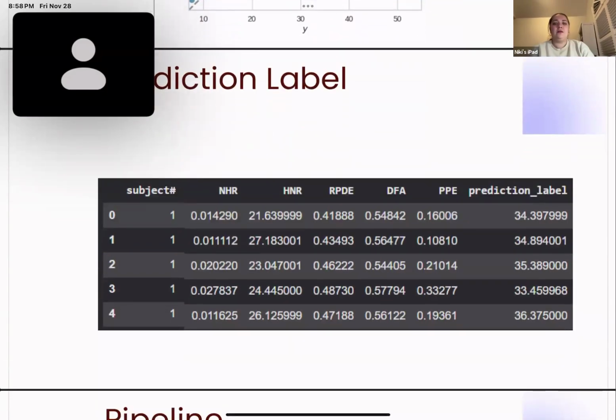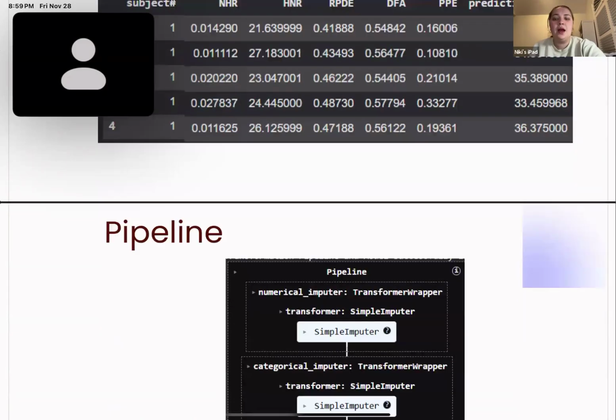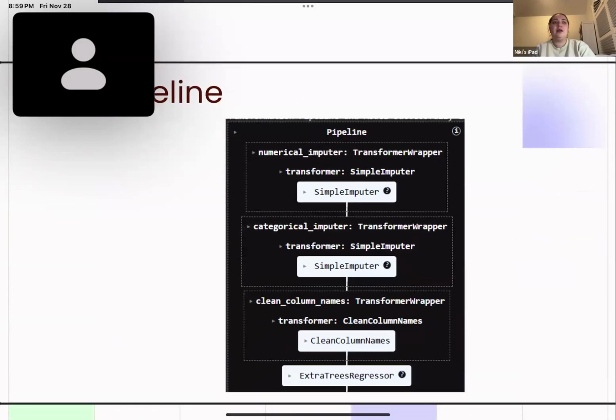Here, you can see the prediction table. Each row is a subject with some of their acoustic features, and the last column is the model's predicted total UPDRS score. This shows how the model takes the voice features and outputs a concrete clinical score that could be monitored over time in a telemonitoring setting.